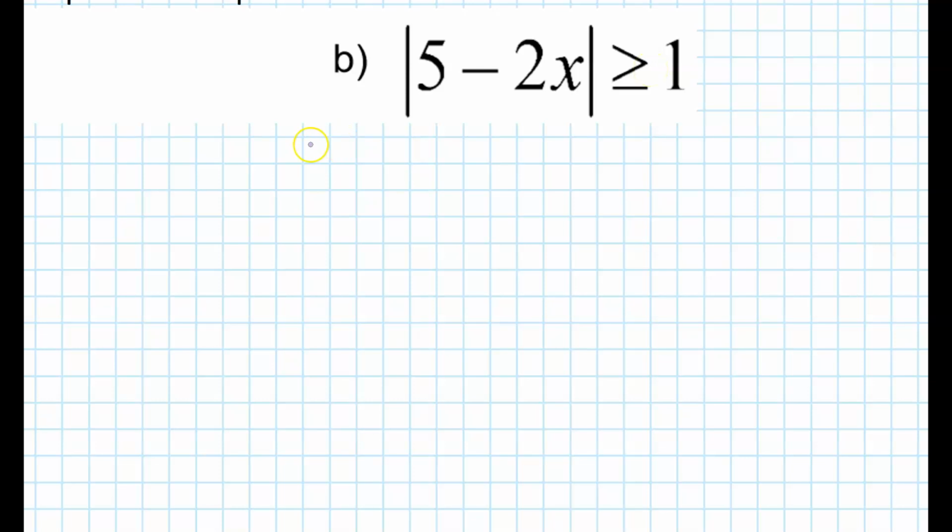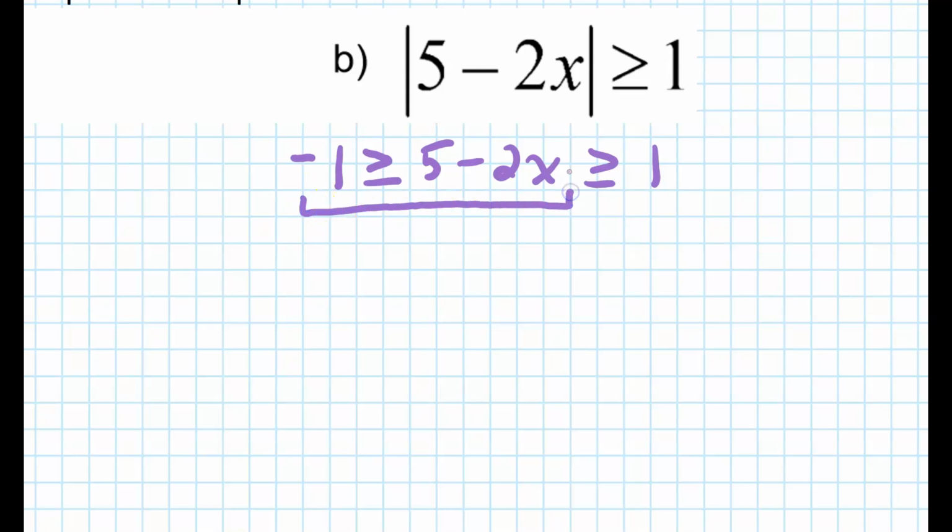So I'm going to put my -1 on this side, and I'm going to repeat this symbol. The symbol is greater than or equal to, so I'm just going to go greater than or equal to, and 5 minus 2x greater than or equal to 1. How many inequalities do I have? I still have 2 inequalities. I've got 1 here, and I also have 1 here. And I have to solve each one of those individually.